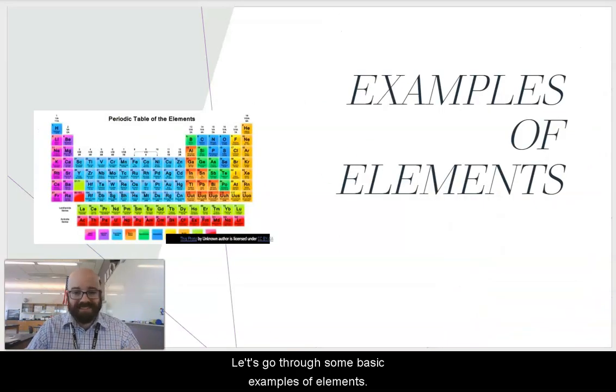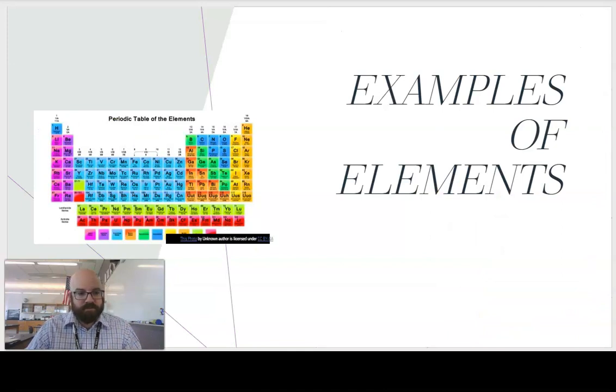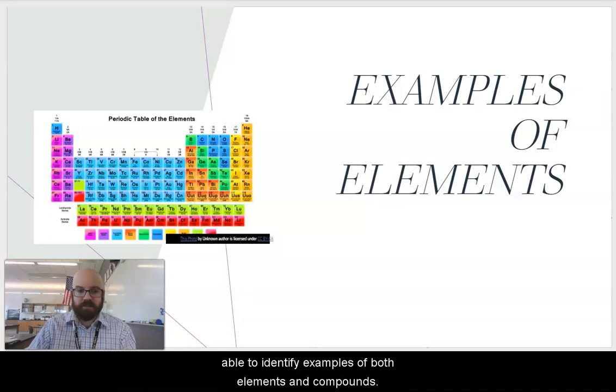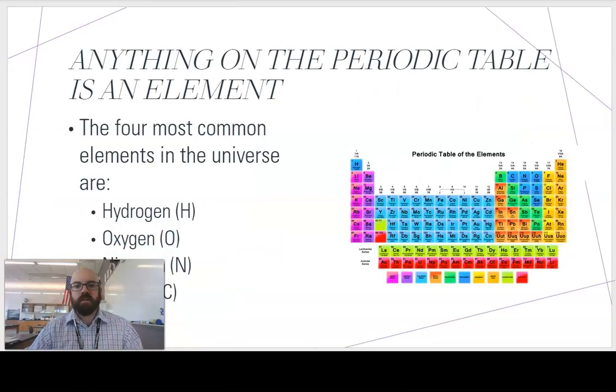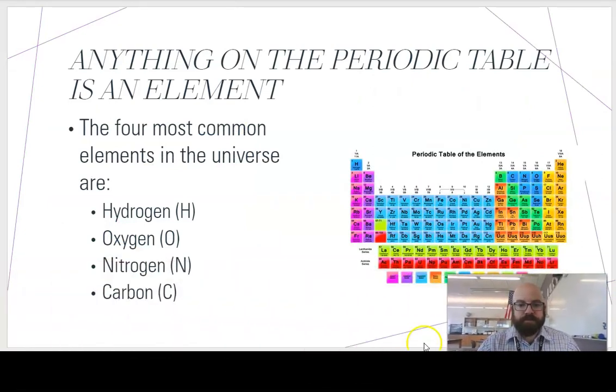Let's go through some basic examples of elements. If you remember from our objective, to demonstrate your understanding, you should be able to identify examples of both elements and compounds. Anything on the periodic table is considered an element. And the four most common elements in the universe are hydrogen, oxygen, nitrogen, and carbon. Let's go over some other common elements.